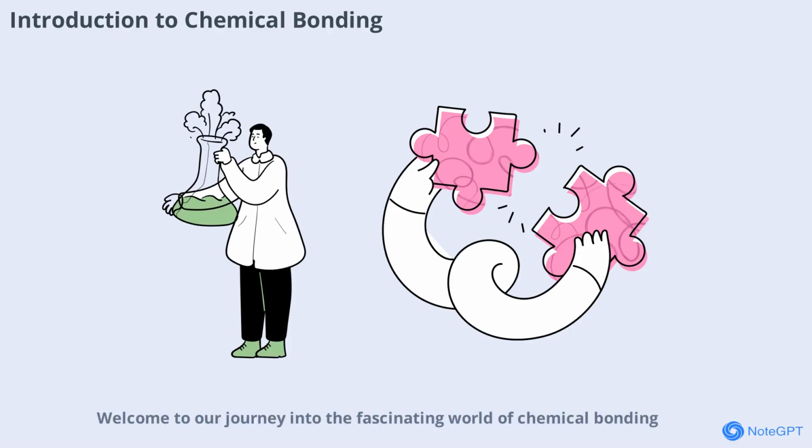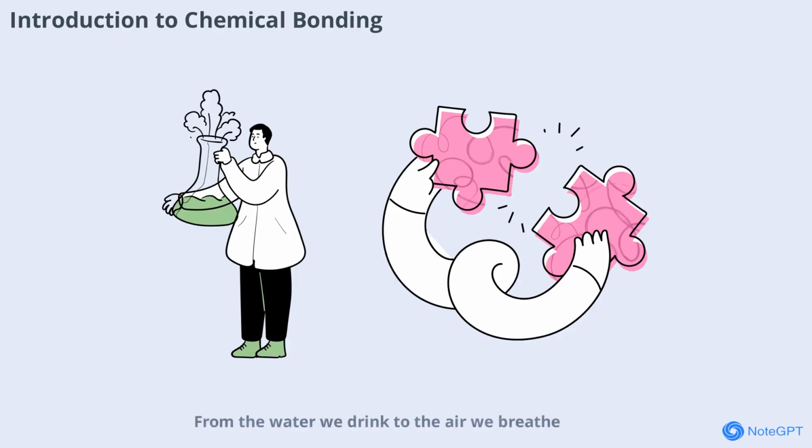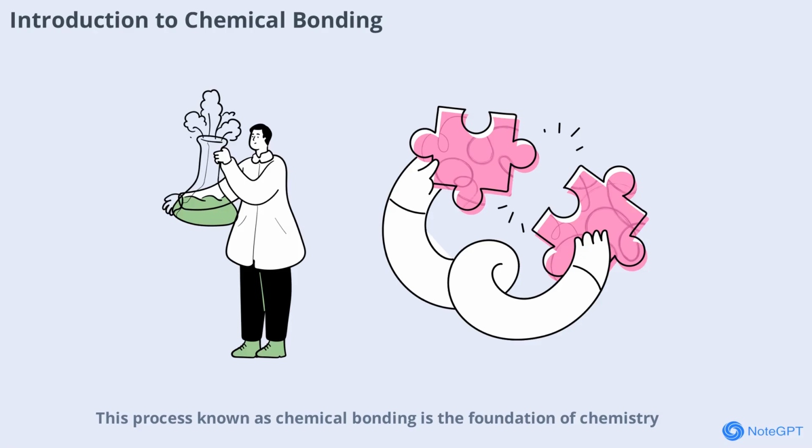Welcome to our journey into the fascinating world of chemical bonding. Have you ever wondered how the substances around us are formed? From the water we drink to the air we breathe, everything is made up of atoms that stick together in specific ways. This process, known as chemical bonding, is the foundation of chemistry. In this video, we'll explore why atoms bond, the different types of bonds, and how these interactions shape the properties of matter. Get ready to uncover the secrets behind the connections that hold our universe together.